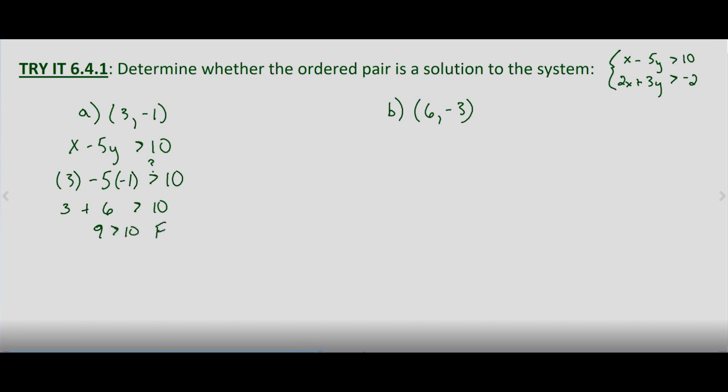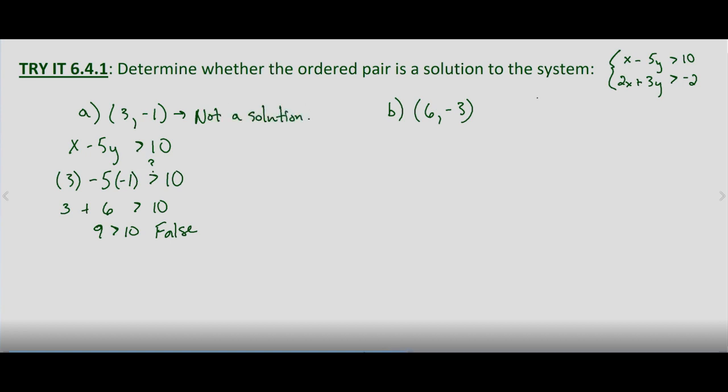That is false. So in this instance, we don't even need to check the second inequality in our system, because we've already determined one of them is false. If either of them are false, then we know that (3, negative 1) is not a solution.